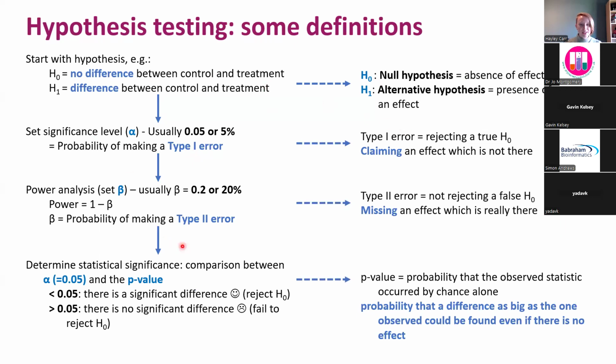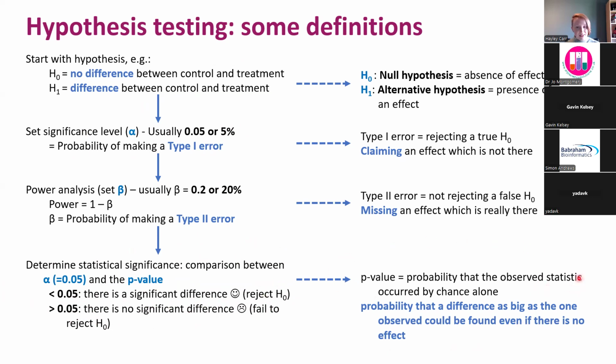Then we go off and we do our experiment and we get our data, but we're not interested in that today. So then we look at determining our statistical significance. We use all of this that we've done previously, and we compare our alpha, which we set at 5%, and the p-value, and we determine whether there is a significant difference, and we reject our null hypothesis, if our p-value is less than 0.05, or if there is no significant difference if our p-value is greater than 0.05.